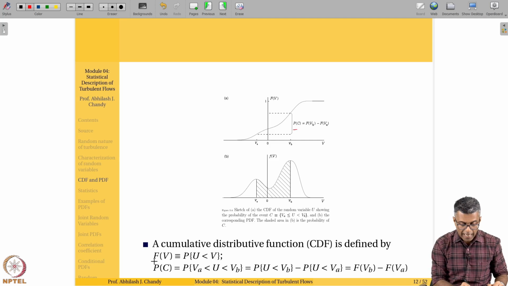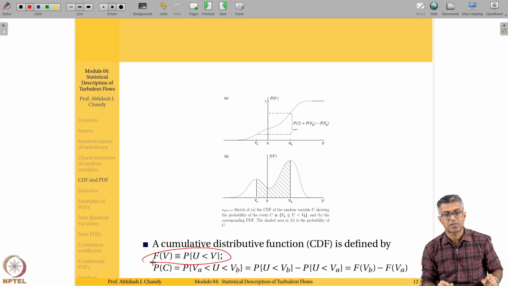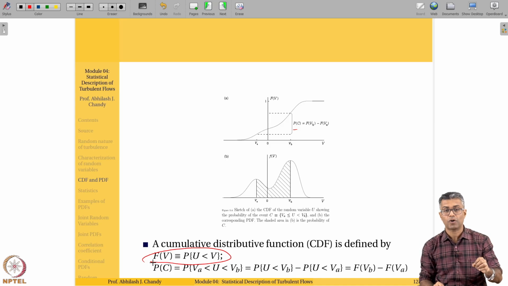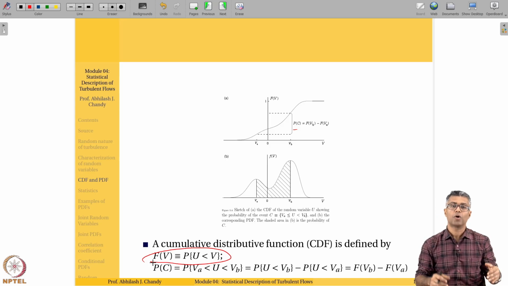So if you define capital F of V as probability of u being less than V, okay, so I want to make some notations clear here. Capital F is used for CDF, the cumulative distribution function. P is obviously probability, U is your actual variable value, and V is your sample space. What do I mean by that? What do I mean by sample space? Meaning all possible values that you can take. Okay, all possible values that you can take.